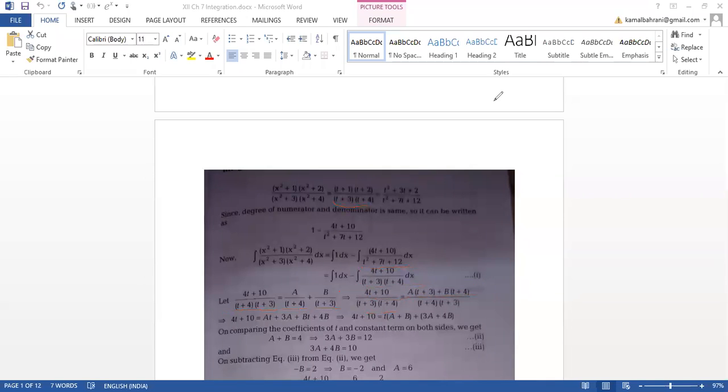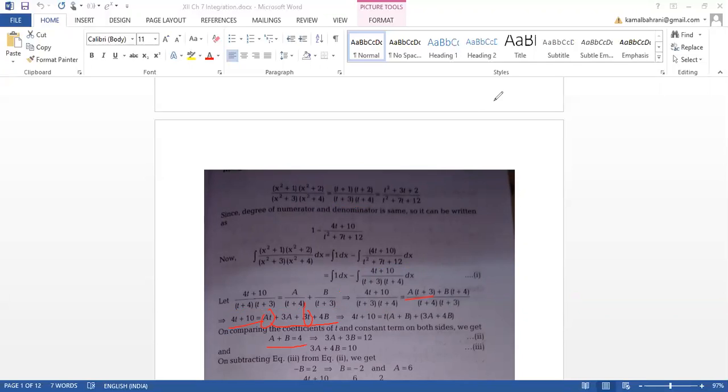Just open the bracket. You will have At plus 3A plus Bt plus 4B is equal to 4t plus 10. Now just see, in the LHS the coefficient of t is 4, and on the RHS you have the coefficient of t as A and B. So you will get the equation A plus B is equal to 4.